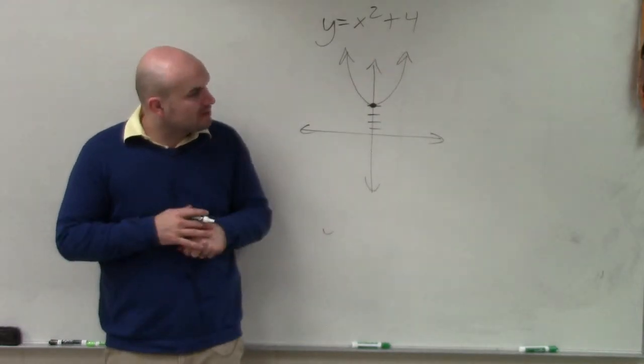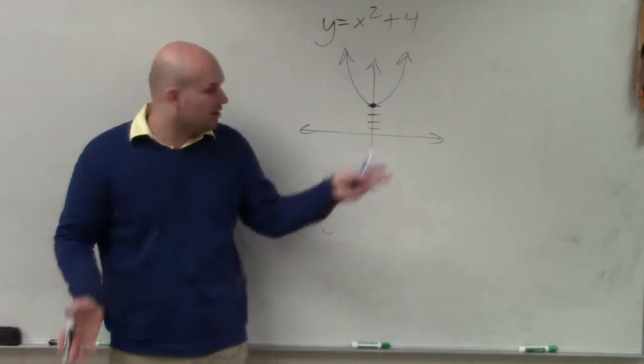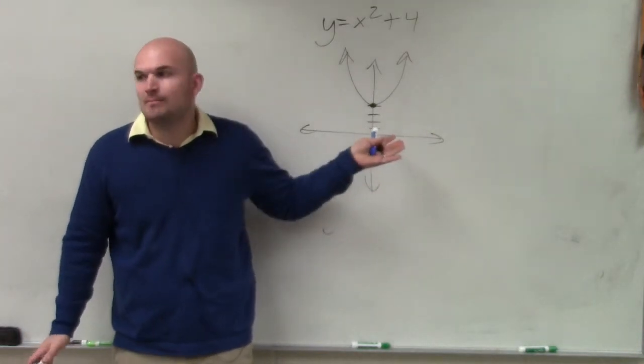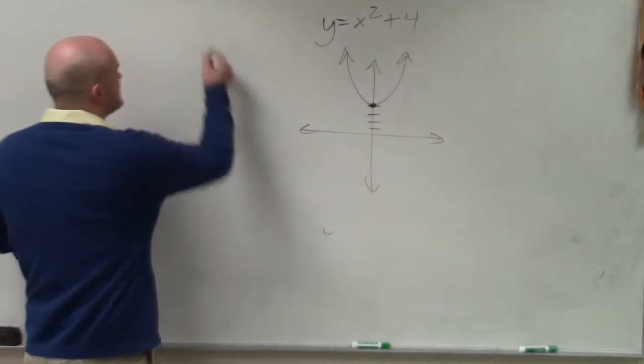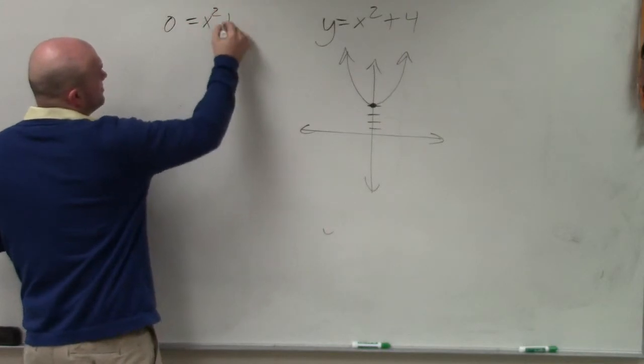Now, let's go ahead and solve. We know there's no x-intercepts, but what would happen if we solved? So I'd say 0 equals x squared plus 4.